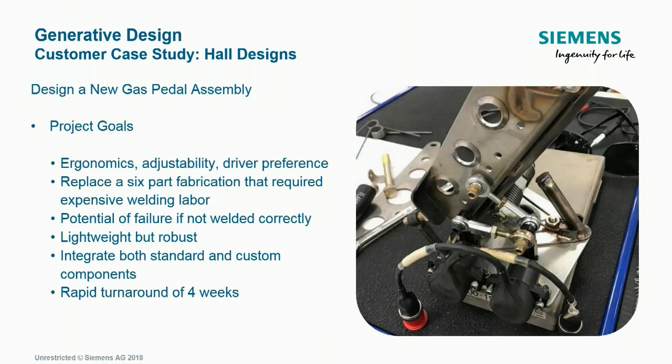drivetrain. One of the specific design goals was to replace the current gas pedal, which is a 6-component welded assembly, with a single body component. The welded assembly required specialist welding labor, and if not welded correctly, could be subject to failure. The new gas pedal needed to be lightweight but robust, and had to be designed, manufactured, and delivered in the space of 4 weeks.